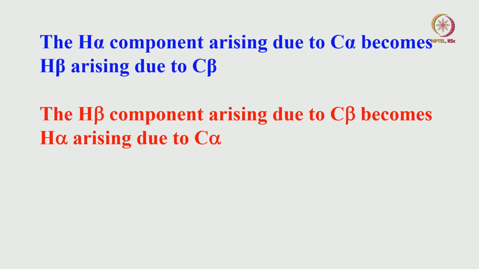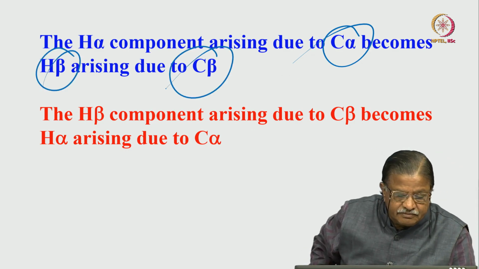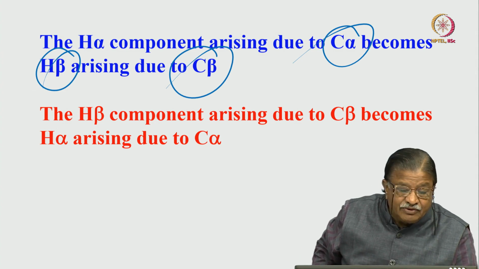So how was the H alpha component coming? It was coming because of C alpha. And H beta was coming because of C beta. Now what is going to happen?